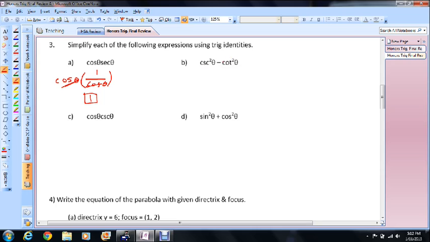Now, moving on to part B. Take a close look at your identity sheet. You'll see under the Pythagorean identities that you have this identity, 1 plus the cotangent squared theta equals the cosecant squared of theta.